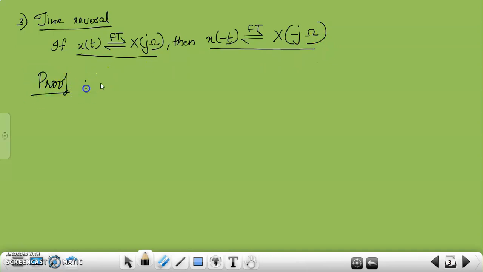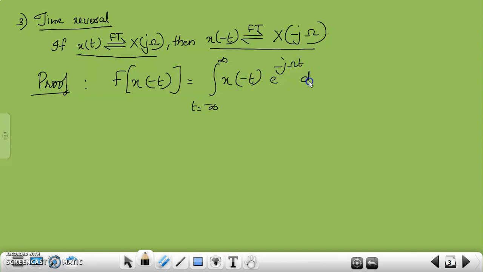The proof is, take the LHS, that means the Fourier transform of x of minus t. To find the Fourier transform of x of minus t, you need to take the corresponding equation. So the equation is integral over t from minus infinity to infinity x of minus t e raised to minus j omega t dt. Here also I am going to substitute minus t is equal to p. That means if minus t is equal to p, I can write minus dt is equal to dp, or dt is equal to minus dp. That is the first thing.